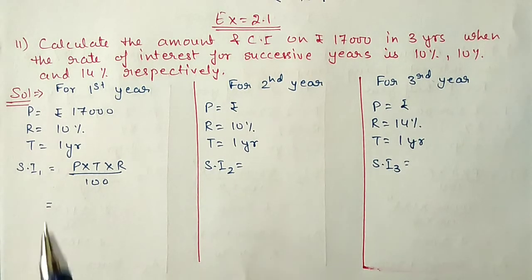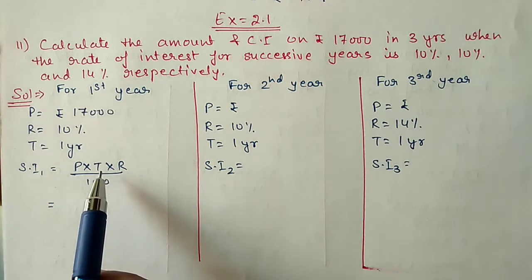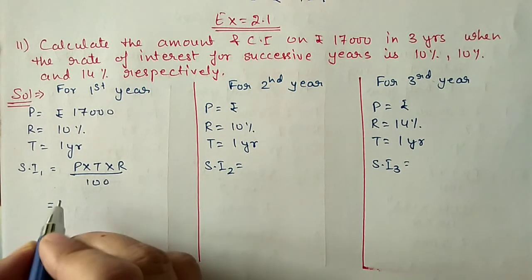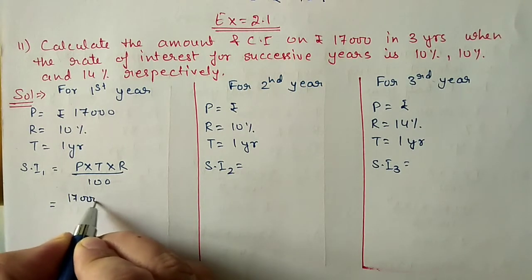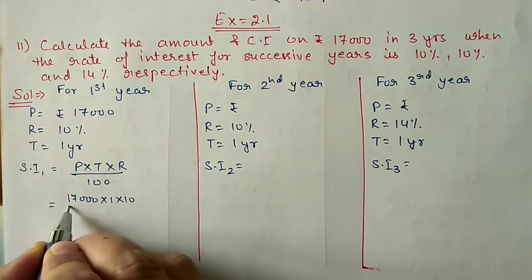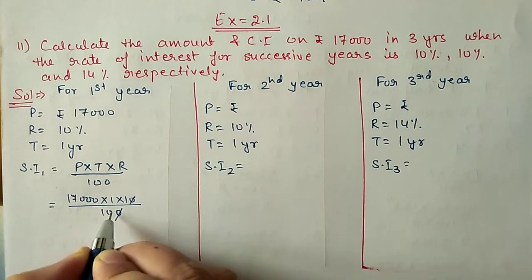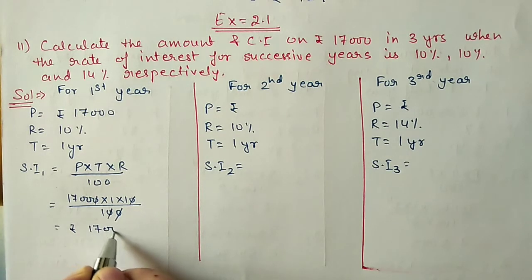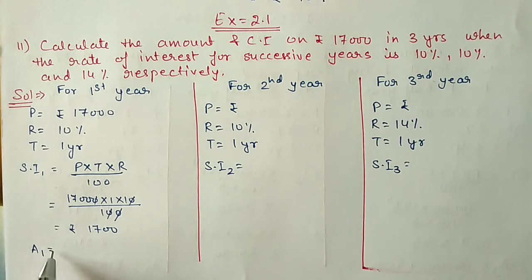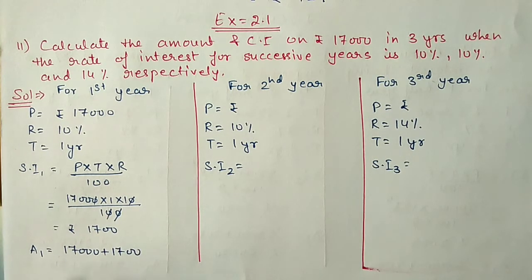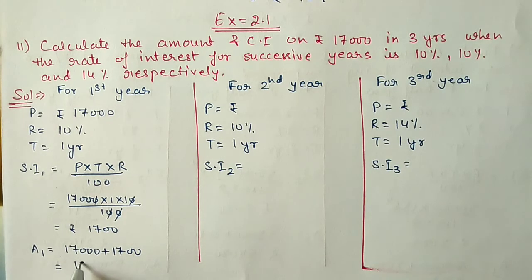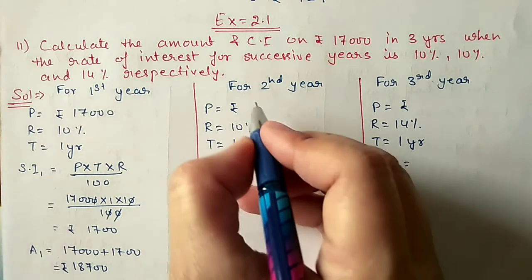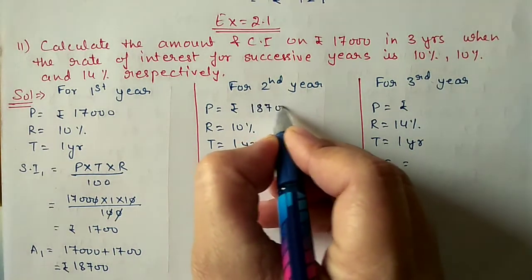So first we will calculate simple interest for the first year. PTR by 100, principal money is 17,000, time we will take 1 year and rate of interest is 10%. Two zeros we can cancel out and simple interest for the first year we will get 1700 rupees. So amount by the end of the first year will be 17,000 plus 1700, which will be equal to 18,700 rupees.